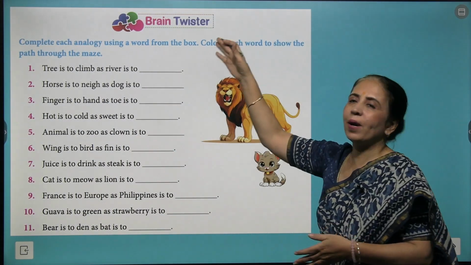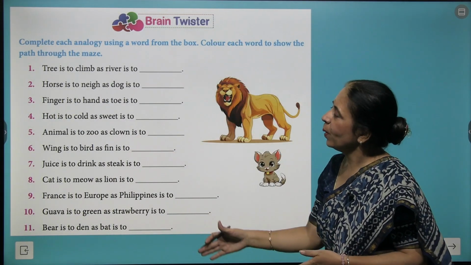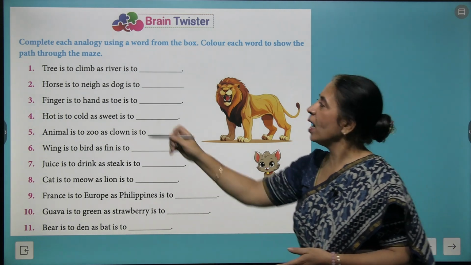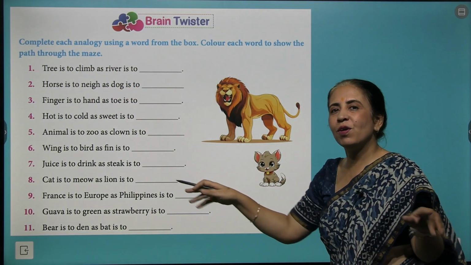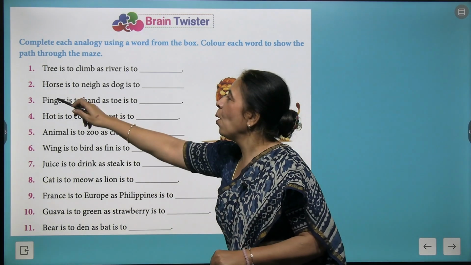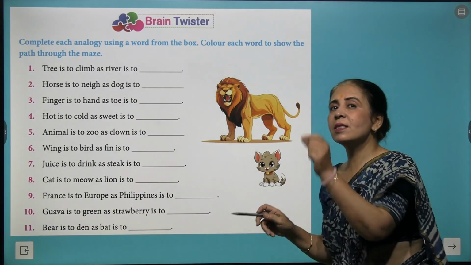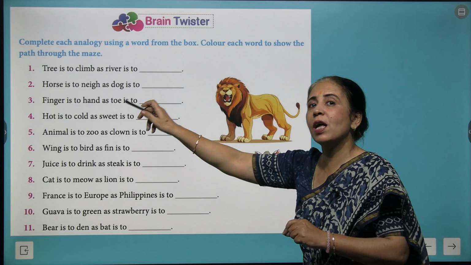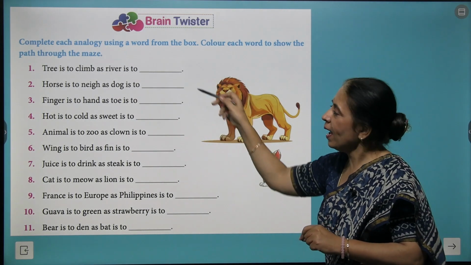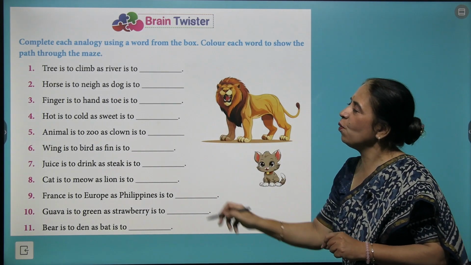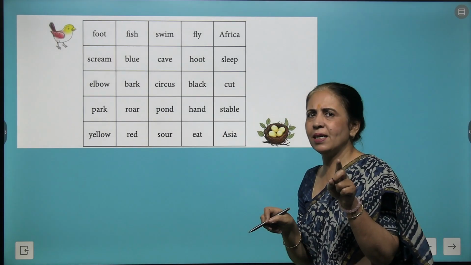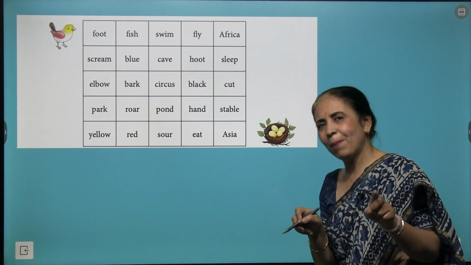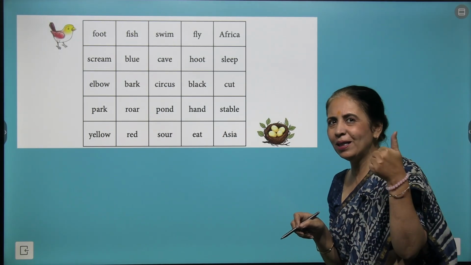Now coming to brain twister, we are going to relate the things with each other. Like I say, tree is to climb, then river is to swim. Horse is to neigh. Now this is the sound of horse. You have to tell what's the sound of dog. And this way keep moving ahead. And believe me, your slow and steady movement will make you the master of analogy. All the best.